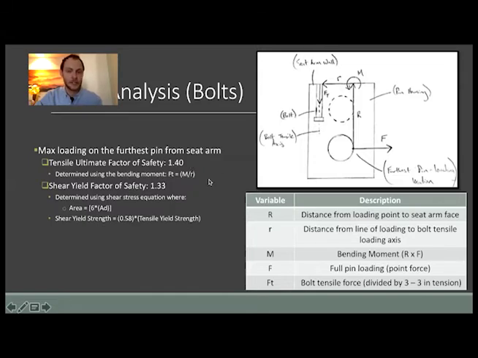We also wanted to look at the shear factor of safety along the seat arm. This was also a big concern because typically the shear strength is a lot lower on any kind of part, like a bar or a bolt, compared to tensile or compression loading. So it was definitely important to analyze. We got a yield factor of safety of 1.33, which means that it's not even going to yield at all in shear loading. We were also able to divide that shear loading by 6 because there are 6 bolts holding the shear loading itself.